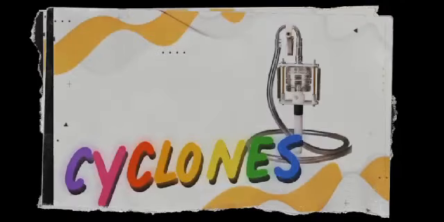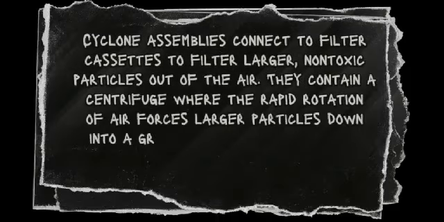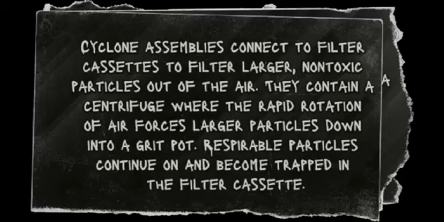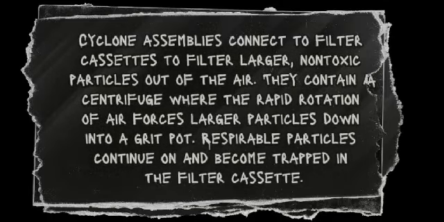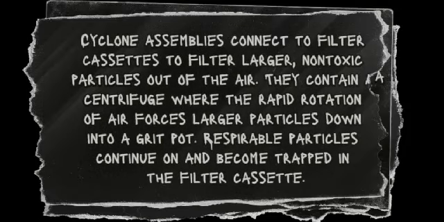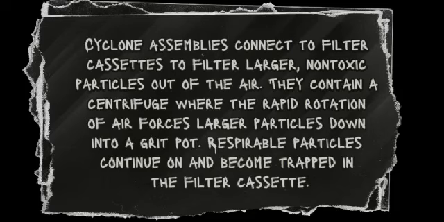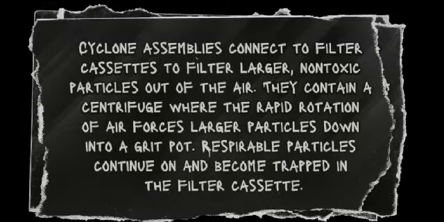Next is the cyclone. Cyclone assemblies connect to filter cassettes to filter larger non-toxic particles out of the air. They contain a centrifuge where the rapid rotation of the air forces larger particles down into a grit pot. Respirable particles continue on and become trapped in the filter cassettes.